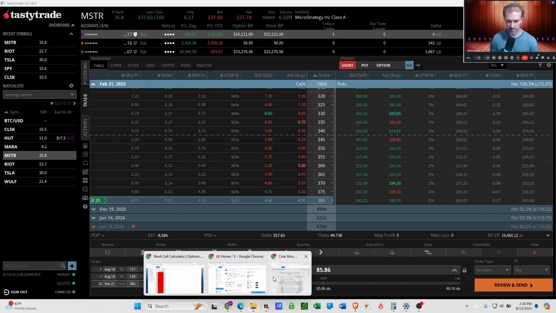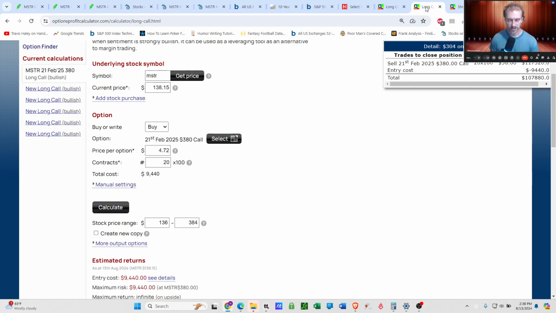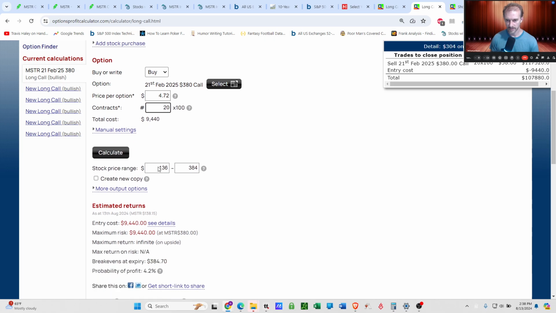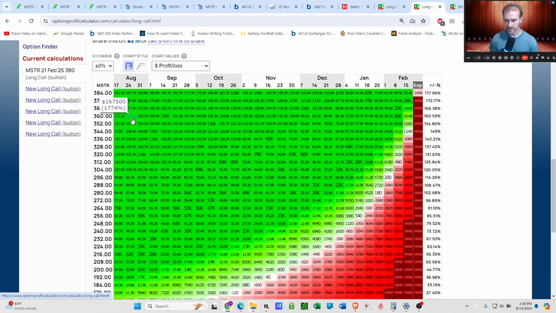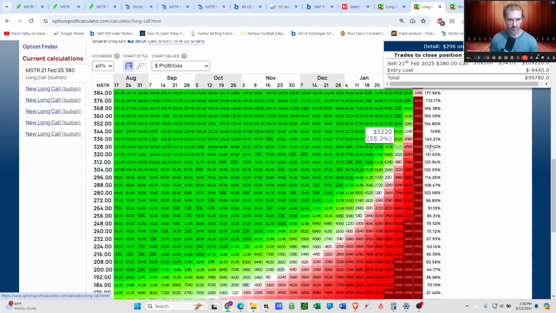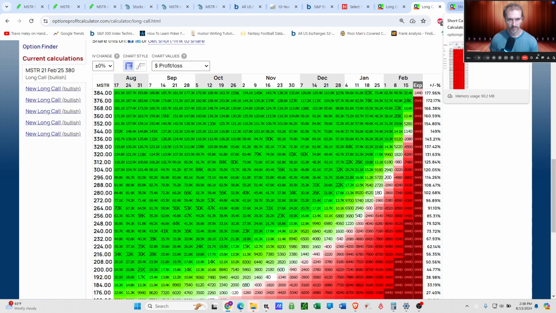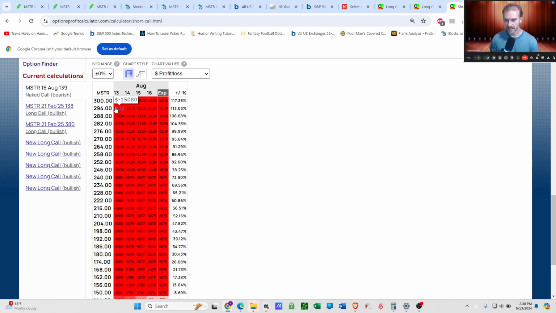So let's just check options profit calculator again. And I already put in the numbers. So MSTR, February 25th, 20 contracts. It's going to cost $9,400. And in this case, if the price rips to 200, this is worth 33,000. And if the price rips to, did I say 2 or 300? I meant 200. If the price rips to 300, this will be worth like 109,000, which more than covers any kind of potential losses.